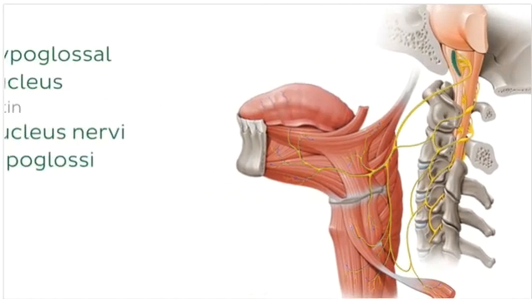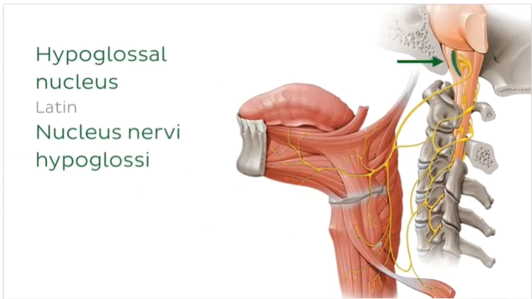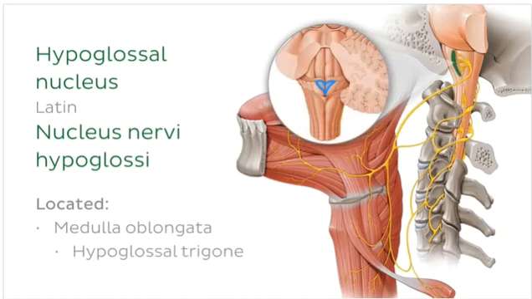So let's break this pathway up and have a look at it step by step in a little bit more detail. The nucleus of the hypoglossal nerve, which we can see here in green, is located in the medulla oblongata of the brainstem at the level of the hypoglossal trigone, which is a slight elevation in the floor of the inferior recess of the fourth ventricle.